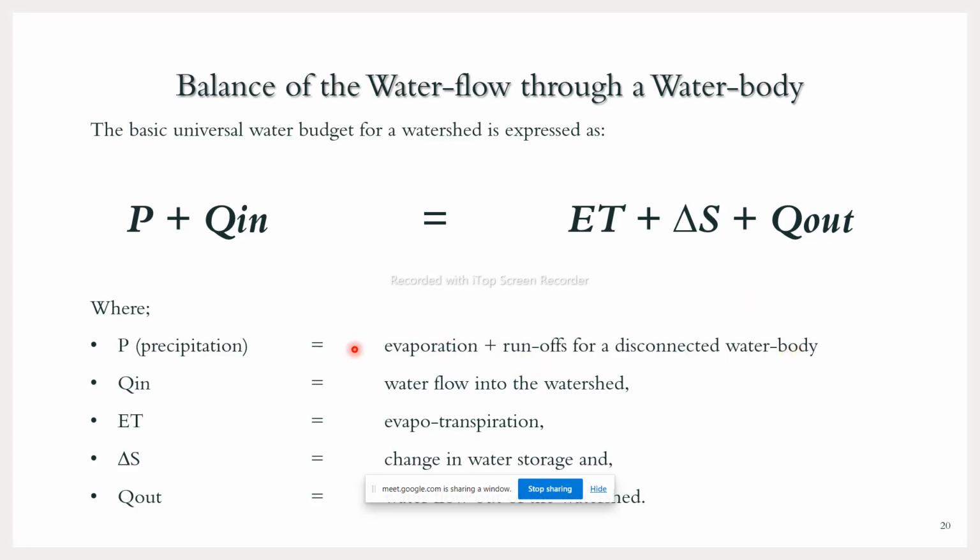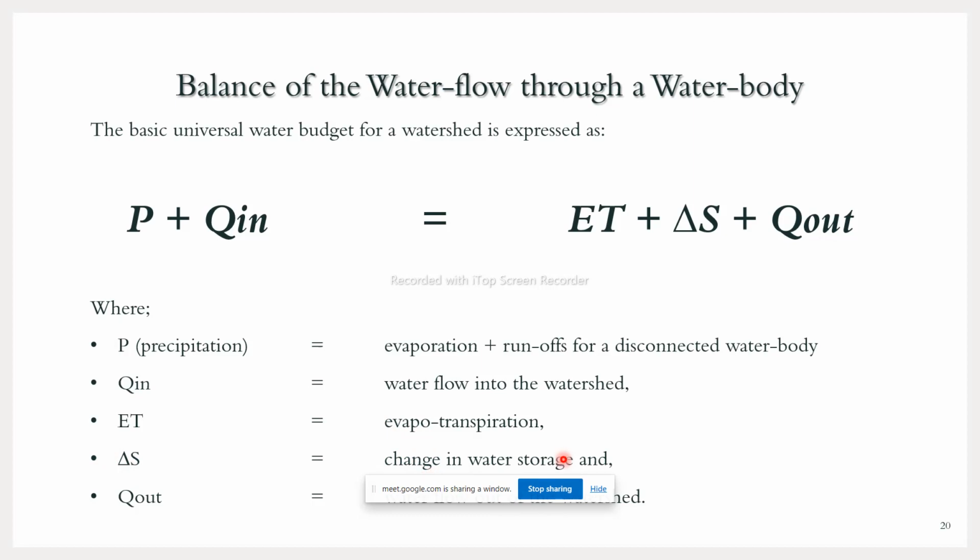If it is not the case, and it is open from all aspects, then the left hand side term Q in and the two terms on the right hand side, that is delta S and Q out, will be there. So Q in is water flow into the watershed, ET is the evapotranspiration, that is transpiration occurring through either phytoplankton or other vegetation, or maybe water hyacinths or whatever vegetation is connected to the water body, and evaporation, that is direct phase change from the liquid into the vapor phase of water.